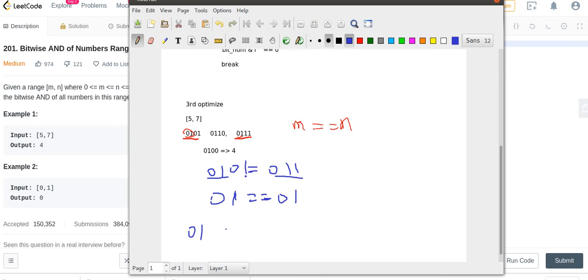Then we shift left by the number of the previously shifted count. So this is the way we can get the answer. In this way, we only need to use m and n.